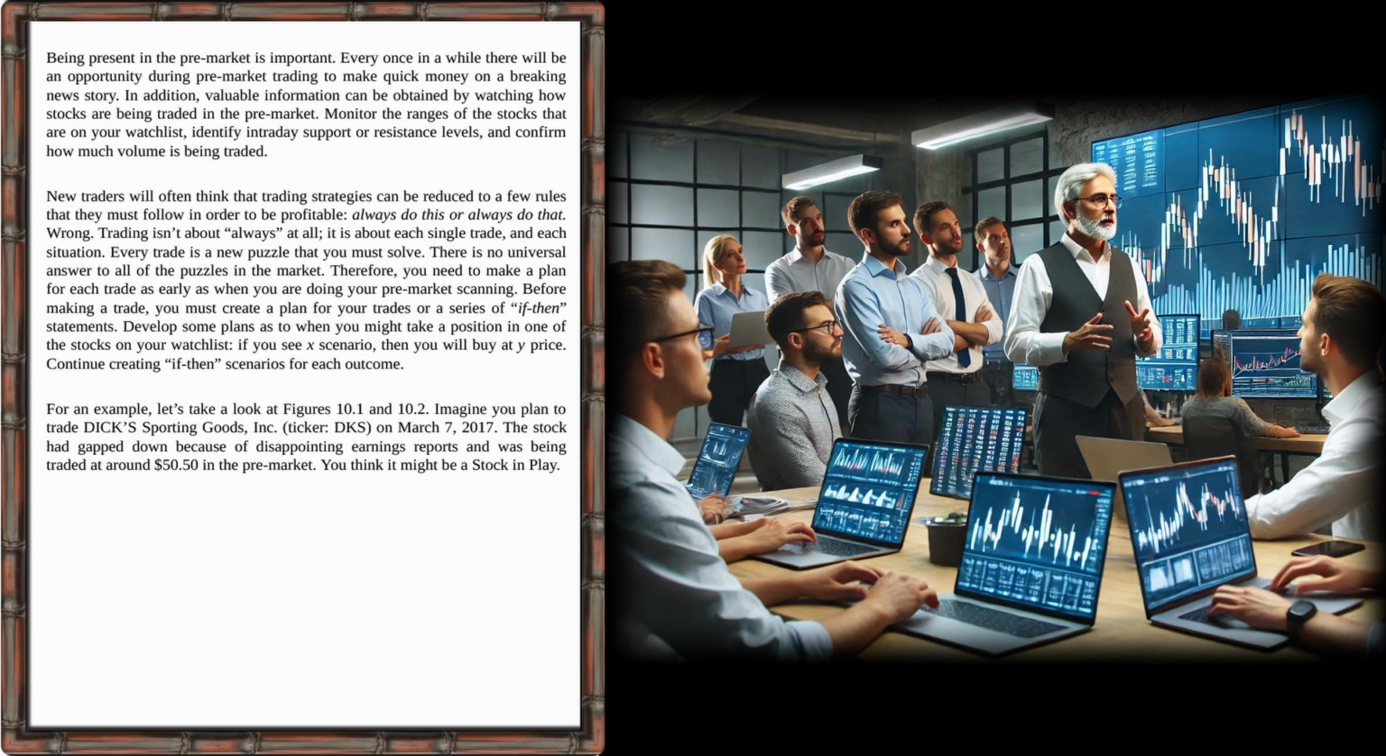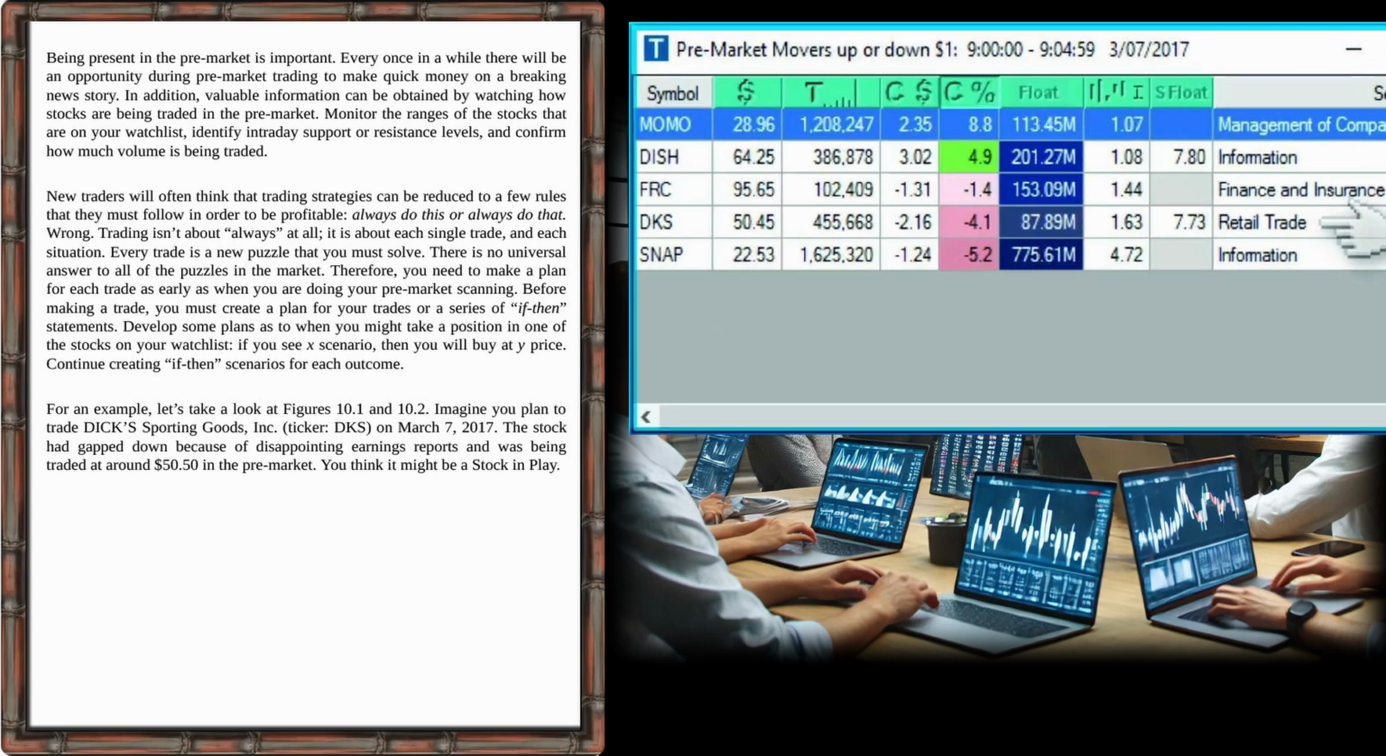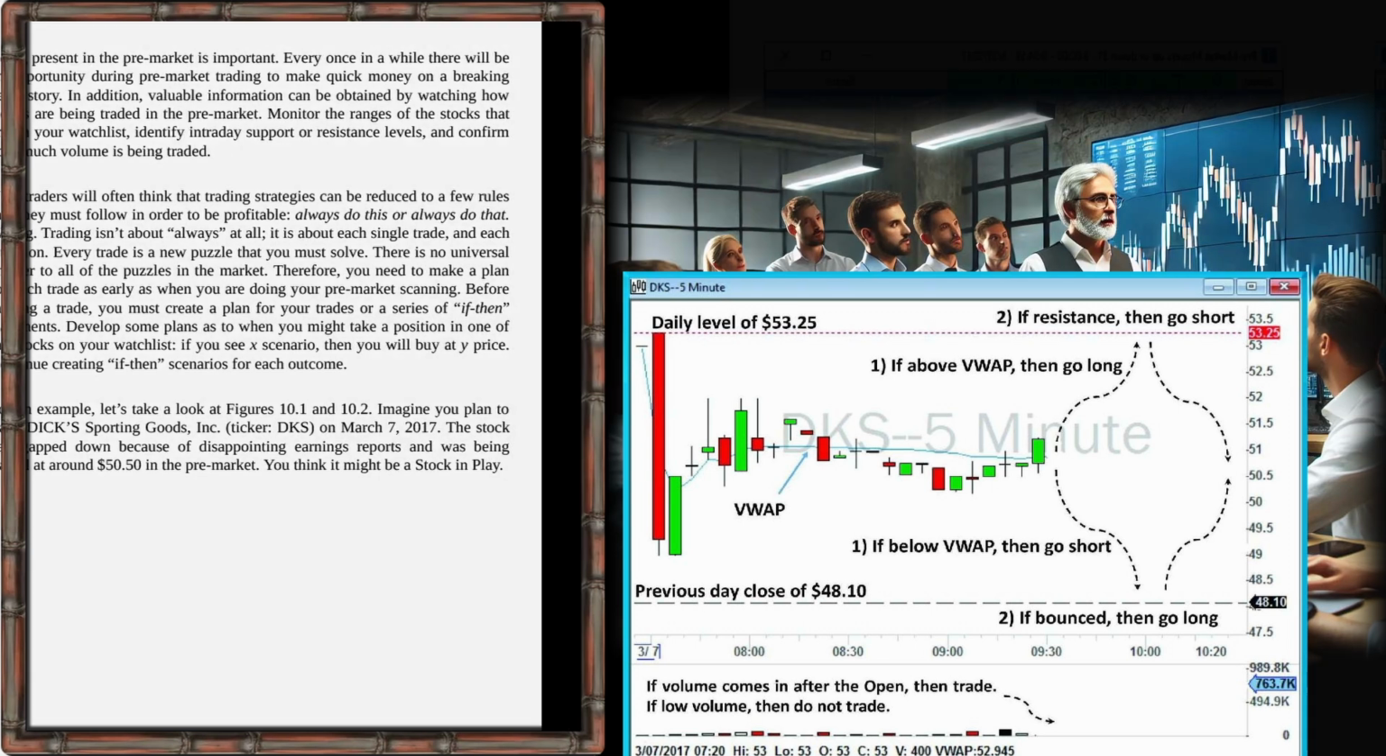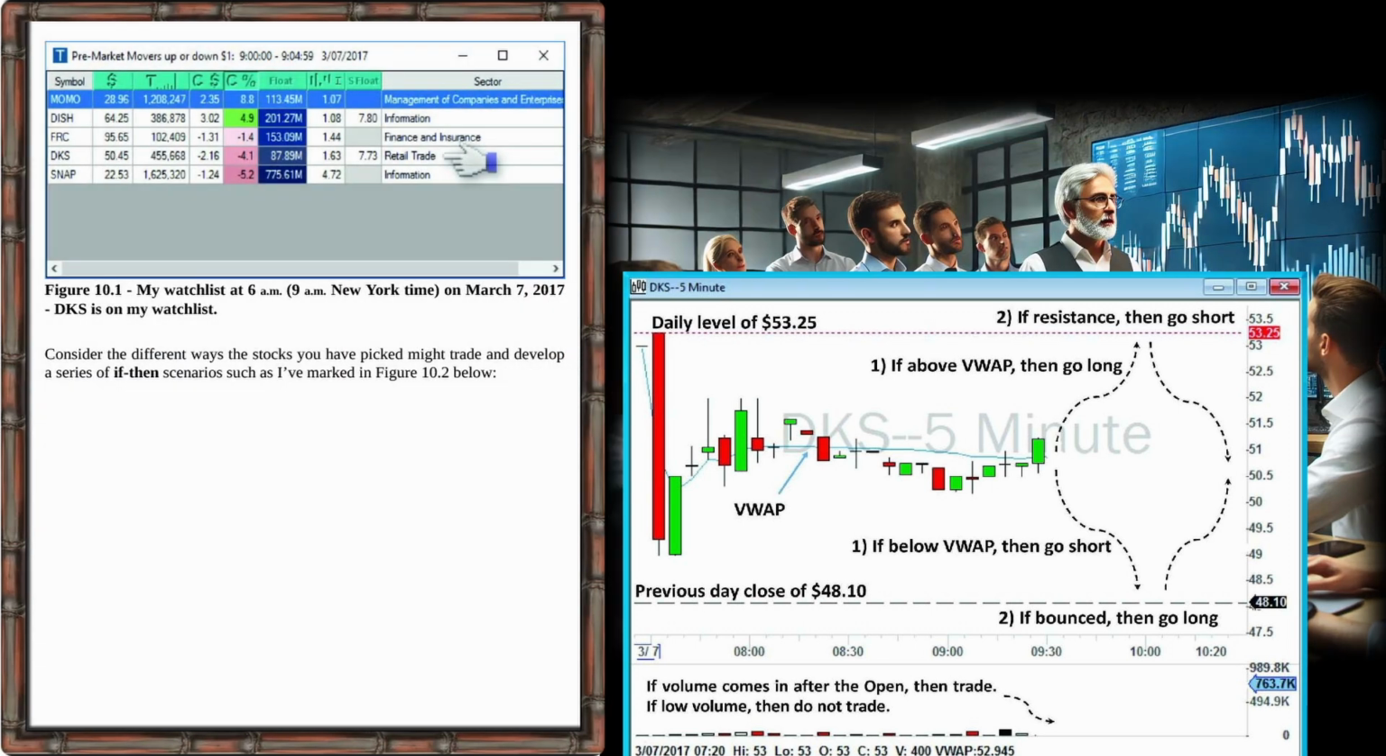For an example, let's take a look at figures 10.1 and 10.2. Imagine you plan to trade Dick's Sporting Goods, Inc., ticker DKS, on March 7, 2017. The stock had gapped down because of disappointing earnings reports and was being traded at around $50.50 in the pre-market. You think it might be a stock in play? Consider the different ways the stocks you have picked might trade and develop a series of if-then scenarios, such as I've marked in figure 10.2 below.